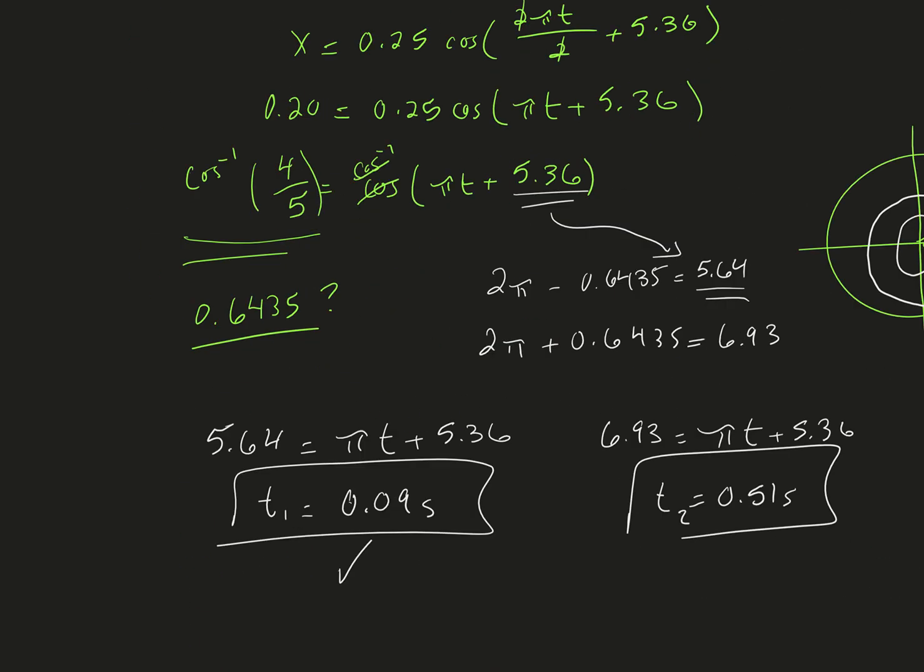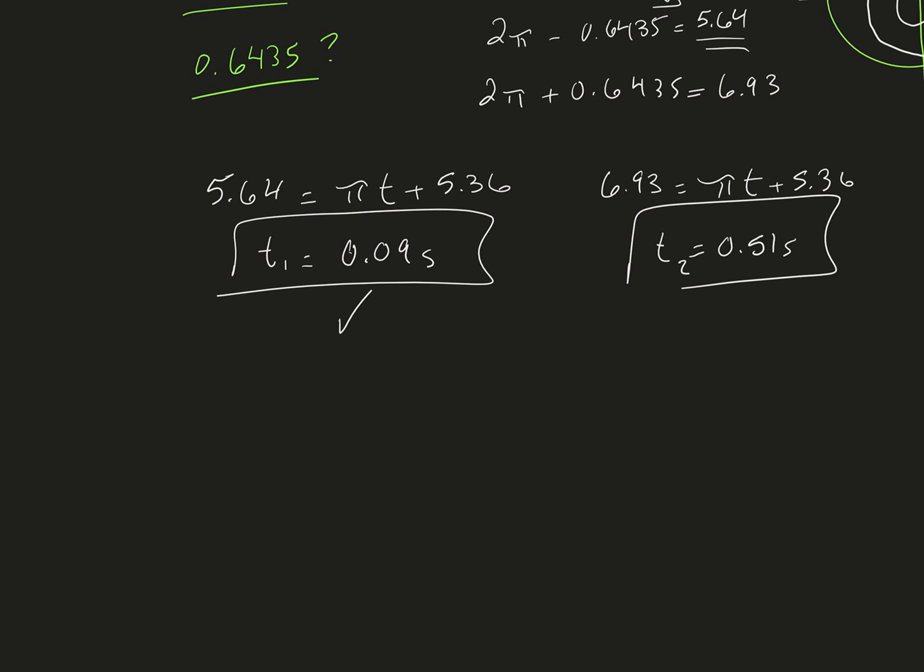The other thing that you could do that's kind of a clever way to notice is, notice that the amplitude happened at 0.3 seconds, and notice that these are actually equal times from 0.3 seconds. This is a change of 0.21. This is another change of 0.21. So it actually is showing us that symmetry that we would expect with a cosine type curve.